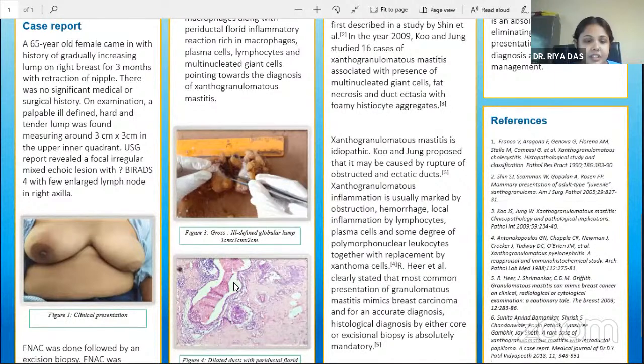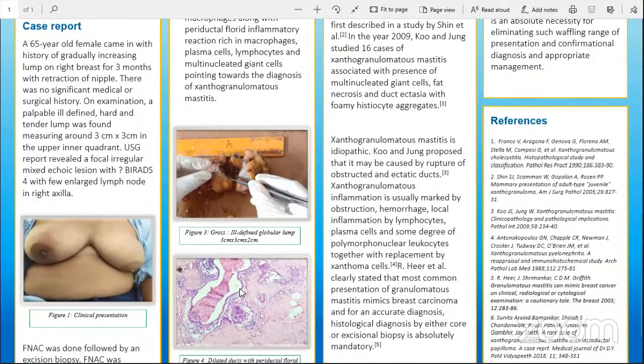So you said plasma cell. There was florid infiltrate comprising plasma cells and lymphocytes surrounding the ducts. All of these are features of duct ectasia. Of duct ectasia, yes, sir.